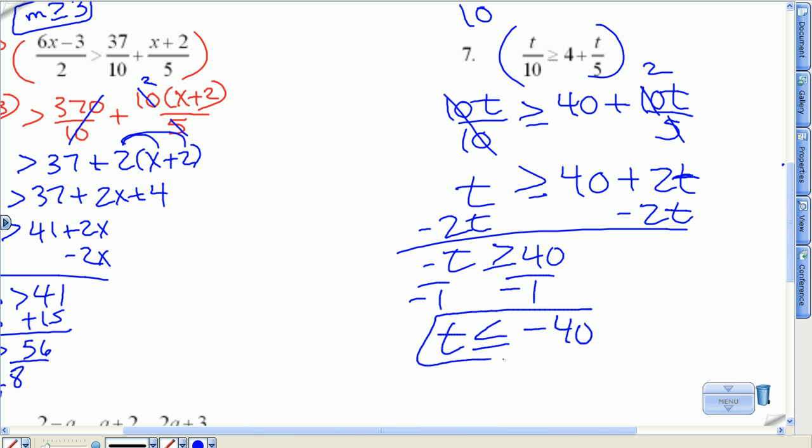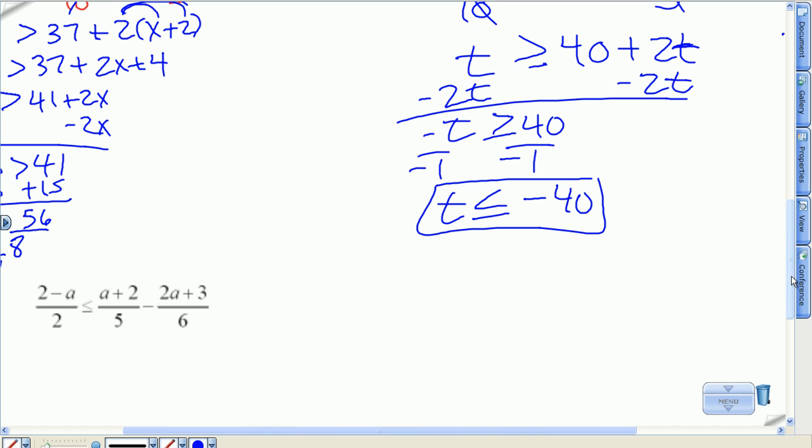So here's our final answer. t is less than or equal to, flipped it over, less than or equal to negative 40. There you go. Easy problem, but it had our little flip trick in there. We had to use it.